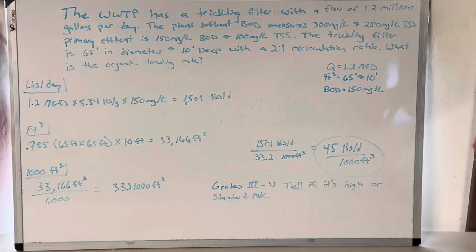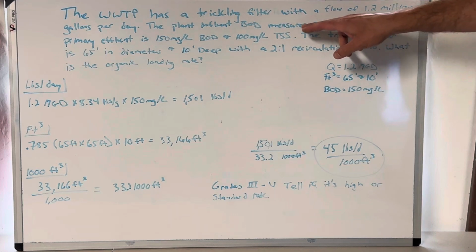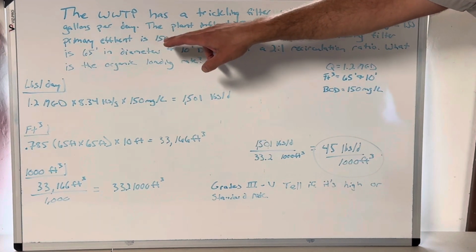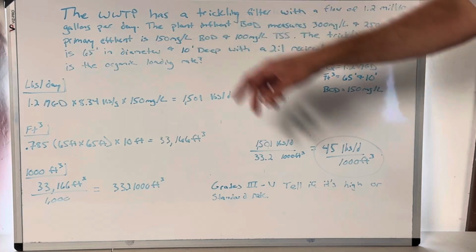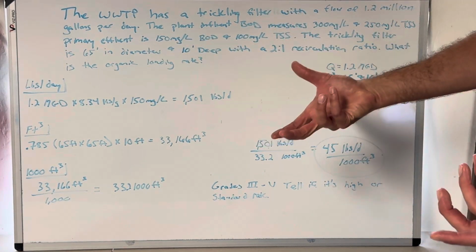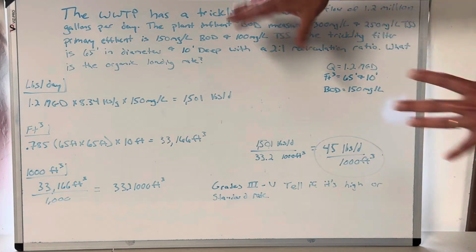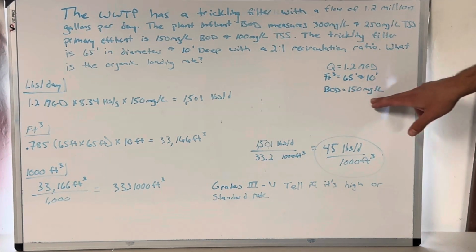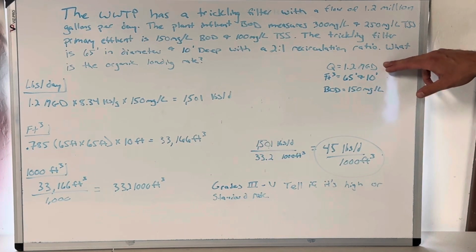They might also write it that the BOD measures 300 milligrams per liter coming into the plant, and the trickling filter influent is 150 milligrams per liter. So the primary clarifier effluent and the trickling filter influent are the same thing, okay? For this math problem. Okay, 150 milligrams per liter is what we got. Our flow is 1.2 mgd.